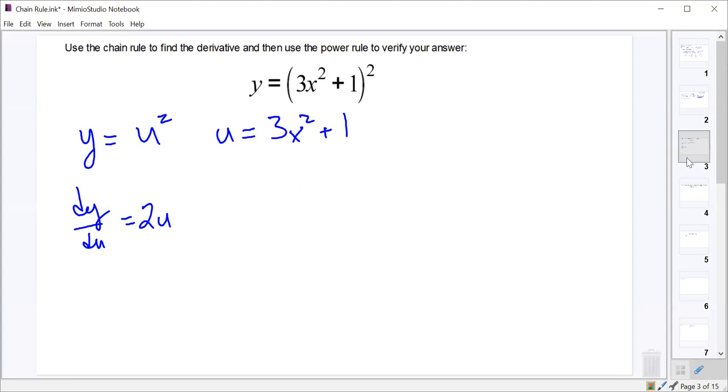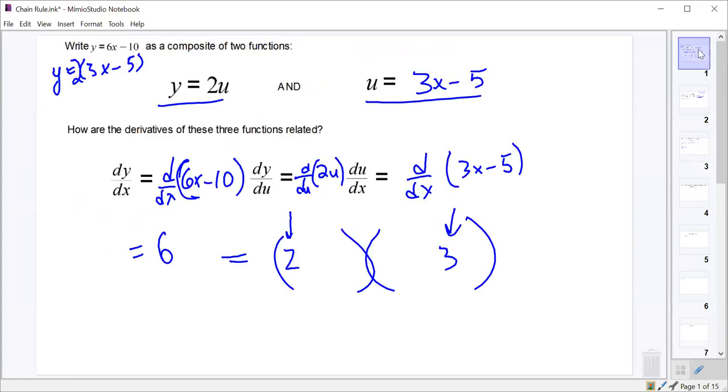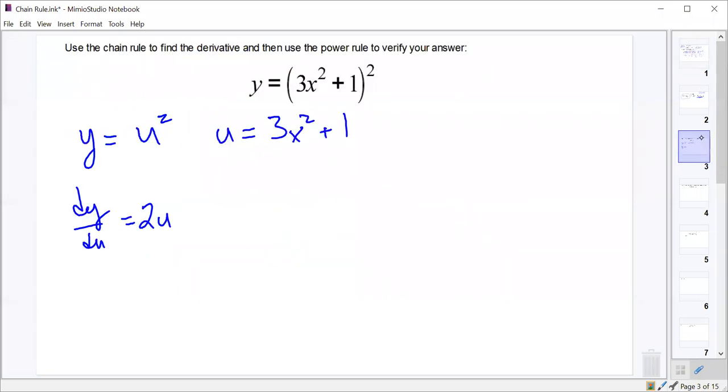Okay, so let's look back at the first one, where we rewrote 6x minus 10 as y equals 2u with u equal to 3x minus 5. And we took the derivative of y with respect to u, meaning we took the derivative with respect to u of 2u. So the same thing here. dy/du means take the derivative of y, which equals two different things. y is equal to (3x squared plus 1) squared, and y is equal to u squared.